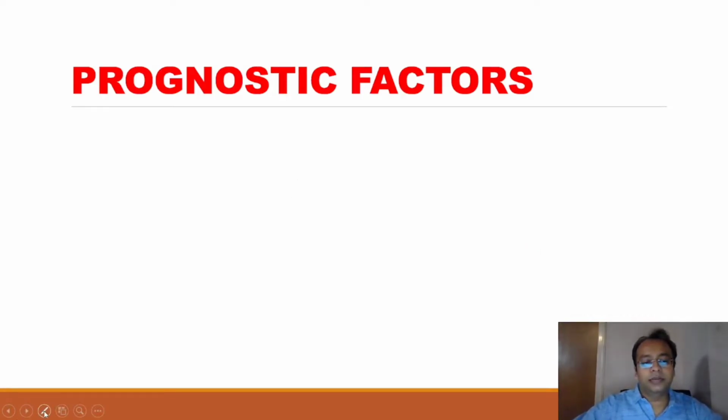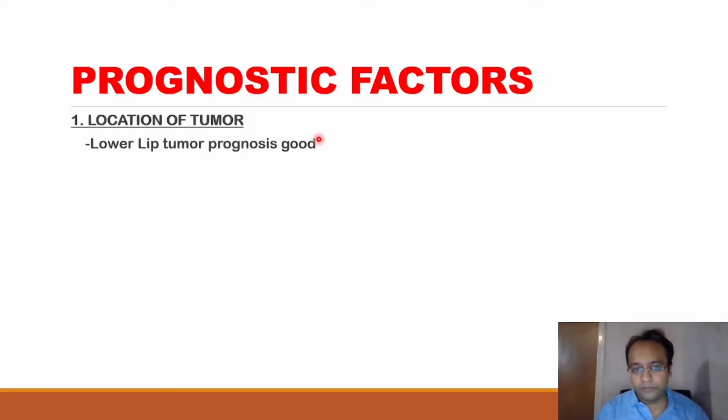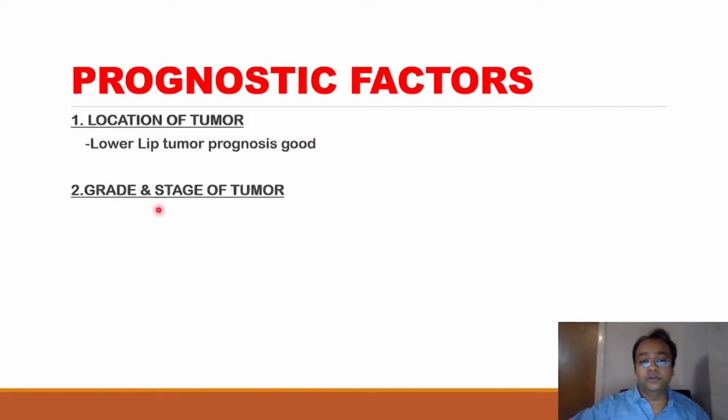Now let's understand the prognostic factors related to oral squamous cell carcinoma. So, which are the prognostic factors? The common prognostic factor is the location of the tumor. If the tumor is located in the lower lip, then the prognosis is good, right? Grade and stage of the tumor are the most important prognostic factors. If the tumor is well differentiated and keratin pearls are present, then the prognosis is very good, and the 5-year survival rate is very good. But if the tumor is moderately to poorly differentiated, then the prognosis is very poor.